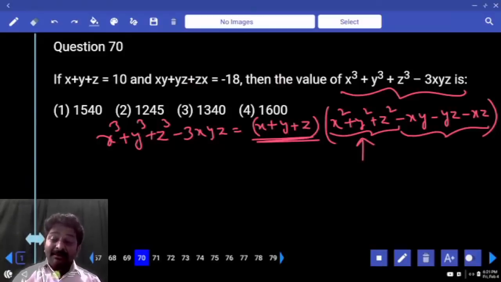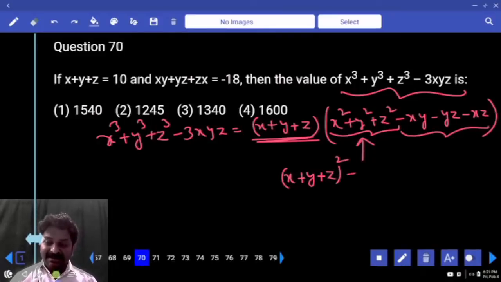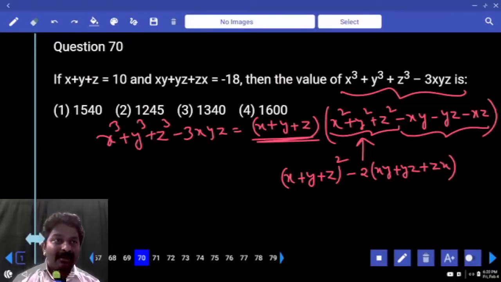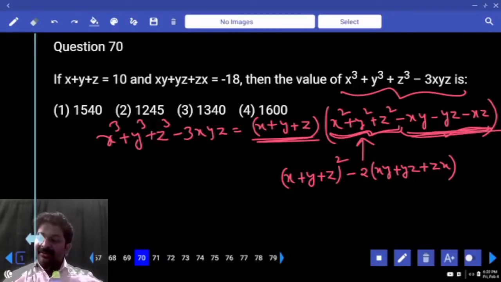So now can x square plus y square plus z square be written as x plus y plus z whole square minus 2 times of xy plus yz plus zx? Correct? A plus b plus c whole square, right? So let me replace x square plus y square plus z square as x plus y plus z whole square minus something we have, and already we have some more thing. What is that?